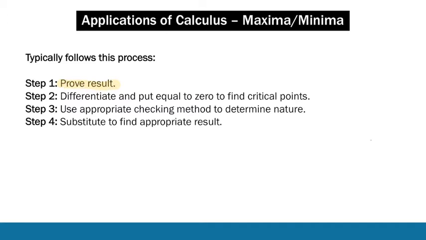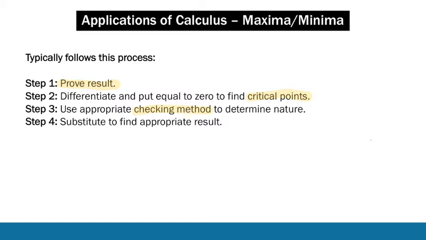Now, keep in mind that if you can't prove the result, you should still complete the rest of the question anyway, because the rest of it is just calculus, even if the first part is some tricky geometry or something like that. Step 2 is always to differentiate and put equal to 0. The idea here is to find critical points or potential maxima/minima. However, you cannot assume that those points are the points you're looking for.